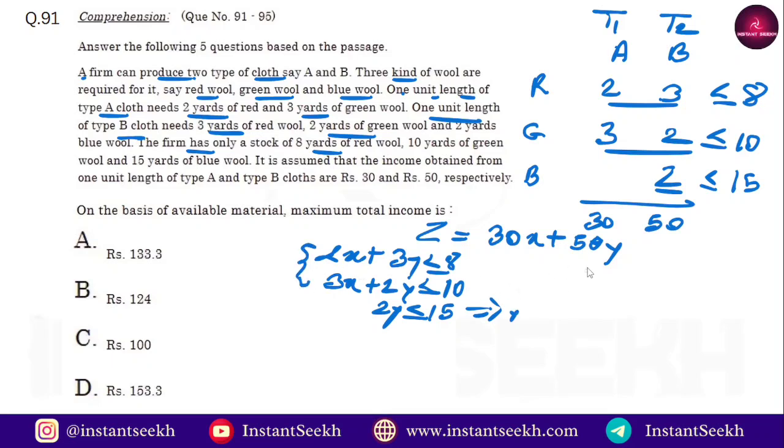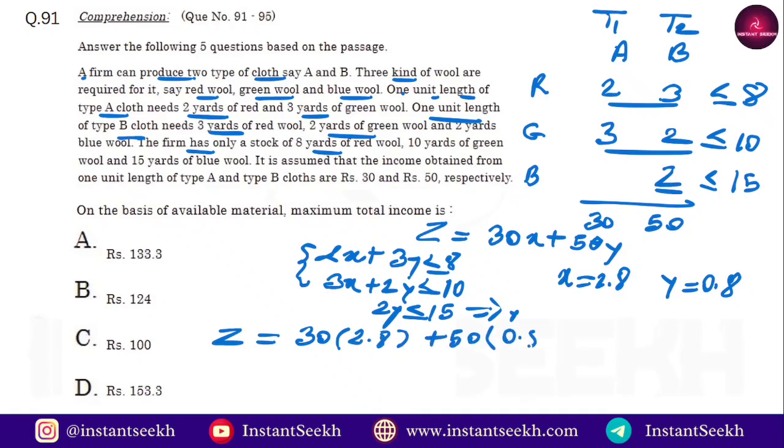Once you solve these two equations, you will get x equal to 2.8 and y equal to 0.8. Okay, using this, let's put it into the Z equation. So 30 into 2.8 plus 50 into 0.8. Okay, that will give you 84 plus 40, that will give you 24. But here it is to maximize the total income.